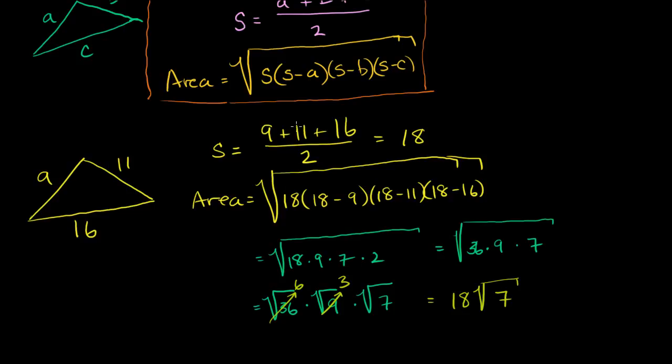So just like that, you saw it only took a couple of minutes to apply Heron's formula, or even less than that, to figure out that the area of this triangle right here is equal to 18 square roots of 7. Anyway, hopefully you found that pretty neat.